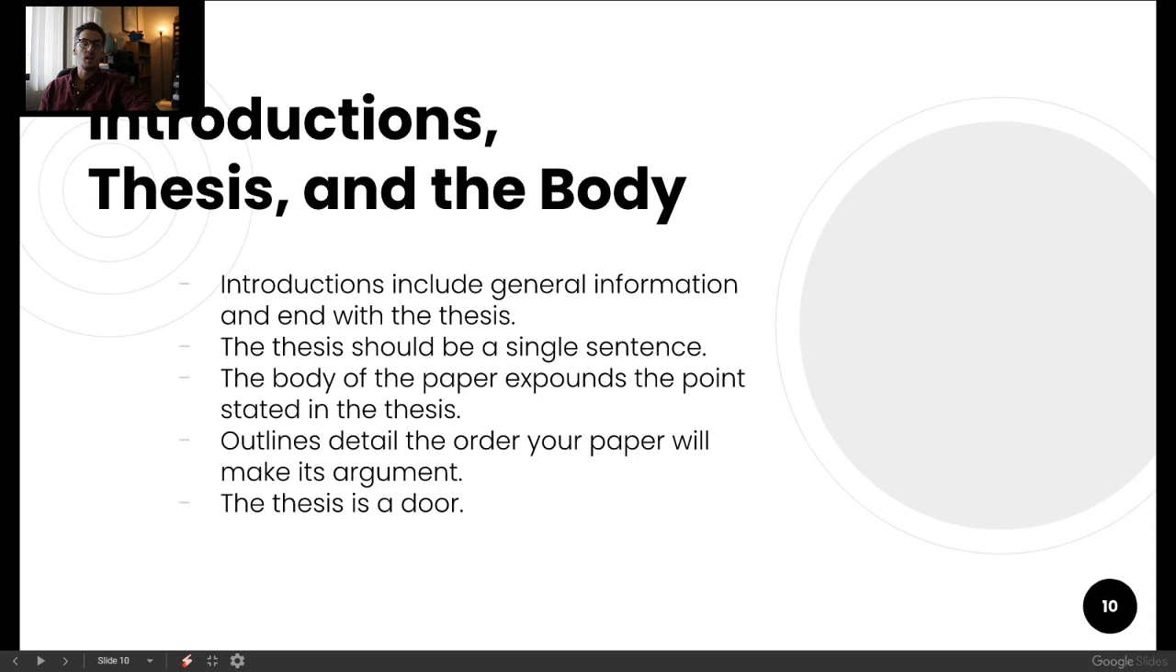And then the thesis is a door because it's opening up the rest of what your paper is going to be about.